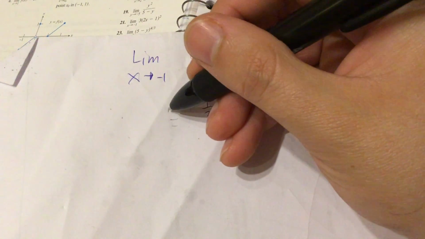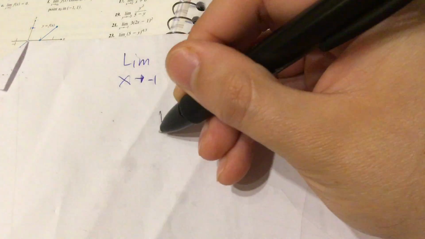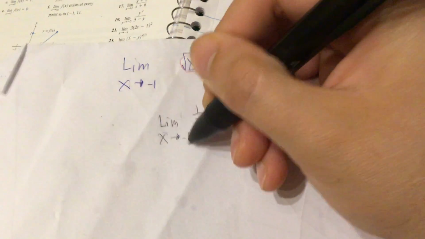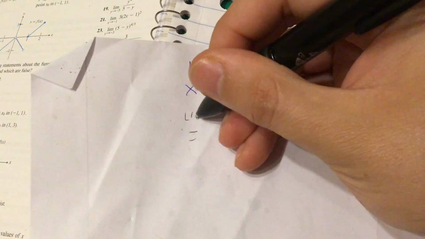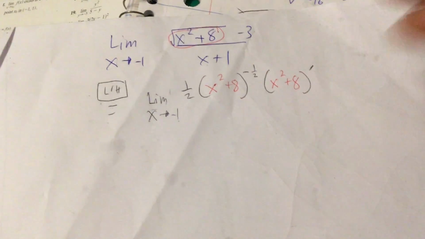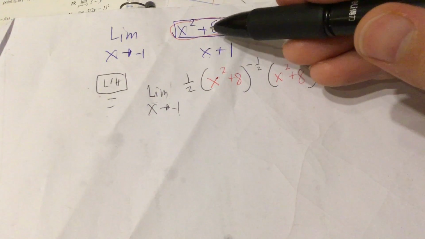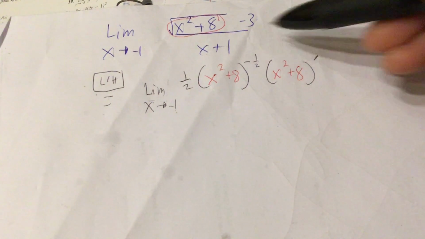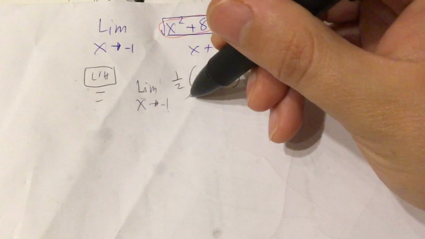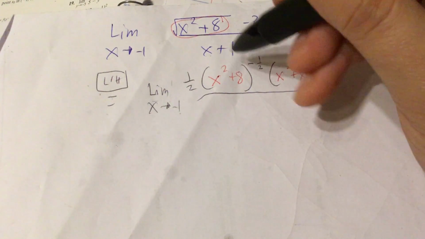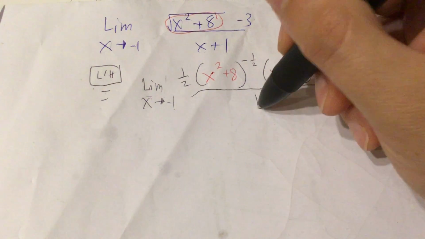So I differentiate the top by L'Hopital's rule. So I'm going to differentiate that, make that L'Hopital. And I differentiated this part. The rest is going to be easy. The derivative of -3 is gone. The derivative of x plus 1 is 1.